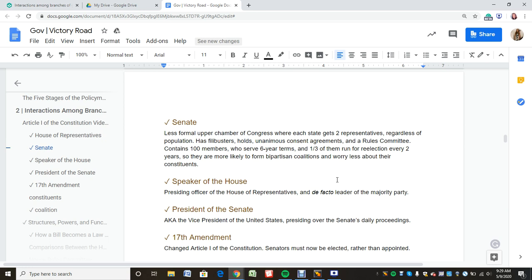But one thing you should note about the Speaker of the House, and we'll get into this a little bit later, they're influential in the sense that when bills come in, they're the people who are responsible for assigning those bills to a committee. And depending on where that bill gets sent to, might increase or decrease its chances of getting to the floor. We also have the President of the Senate, which is basically the Vice President. And they preside over the Senate's daily proceedings, and also if there's a tie, they would cast the tiebreaker.